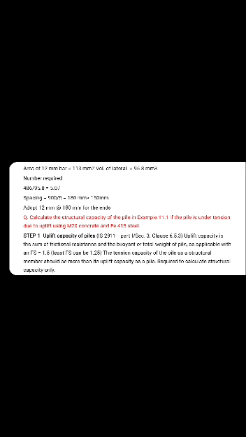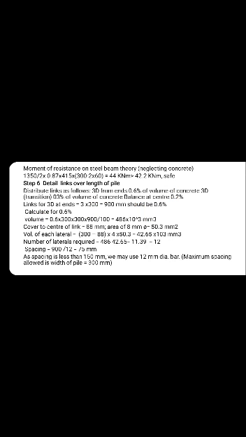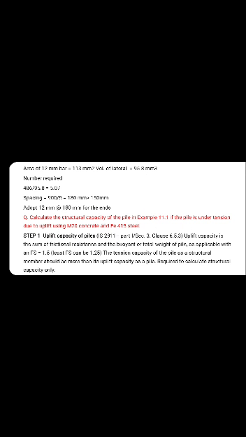Spacing is equal to 900 by 12, which is obtained as 75. As the spacing is obtained as 75, which is less than 150 mm, we may use 12 mm dia bars. And again find out the area, volume and number required, and spacing is obtained as 180 mm. So therefore adopt 12 mm at 180 mm for the ends.